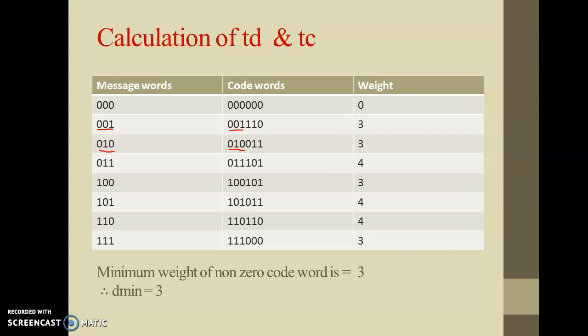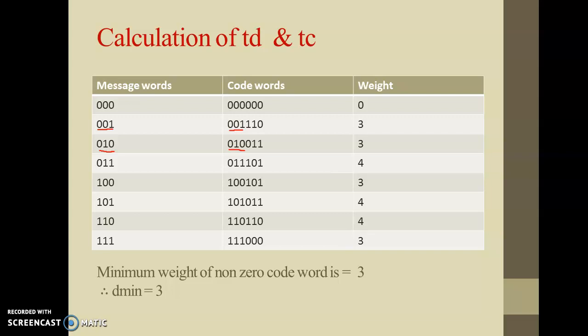This is a very lengthy example, so many things you have to calculate. So instead of calculating all 7 bits, what you can do is just calculate the last 3 bits, and the first 3 bits will be the same as the message word. Now we have calculated all the code words for all 7 message words, and we have found the weight of the code word. Now what is the weight? Weight is nothing but the number of ones in a code word. So we have just counted the number of ones in each code word and listed it out.